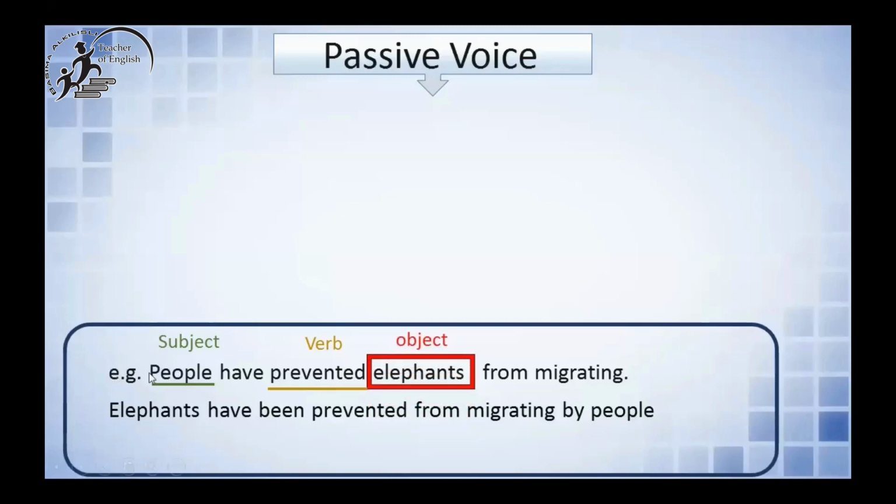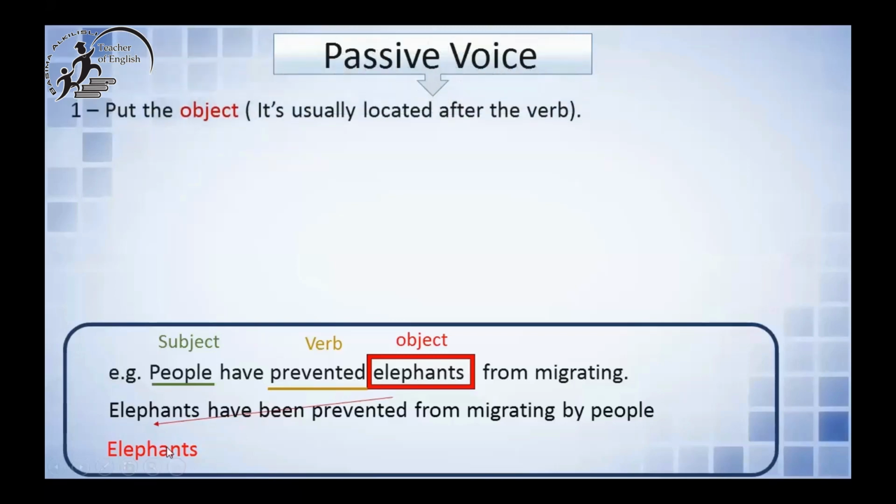Now look at the passive sentence. We have the object elephants. The passive voice starts with this word, which is elephants. So to make passive voice, we have to put the object at the beginning of the passive sentence, and it's usually located after the verb.